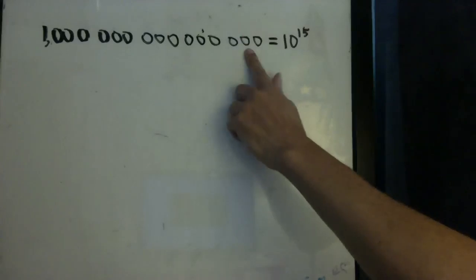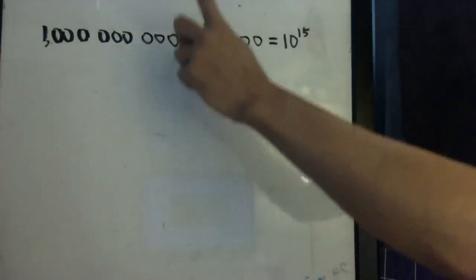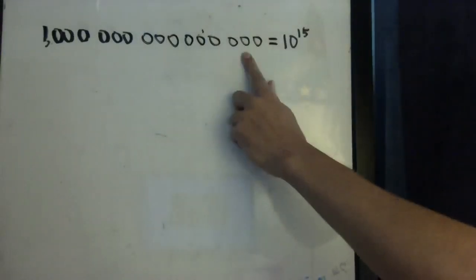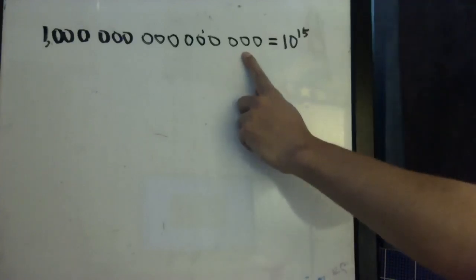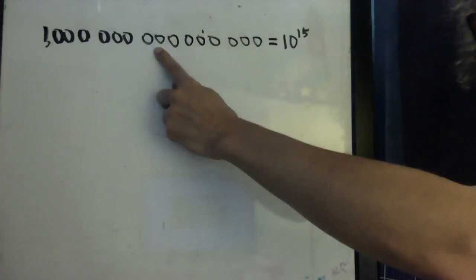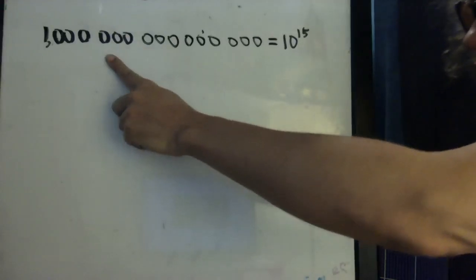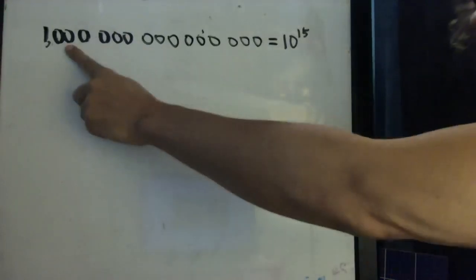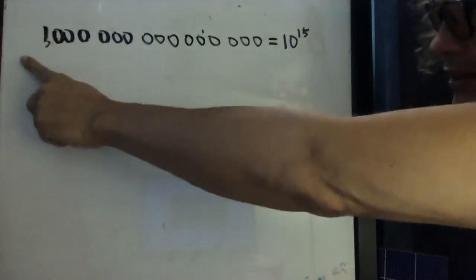And what do we have? Hundreds, thousands, hundreds, thousands, millions, billions, trillions, quadrillions.